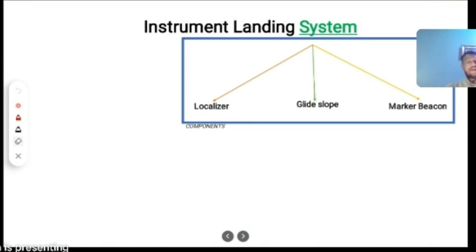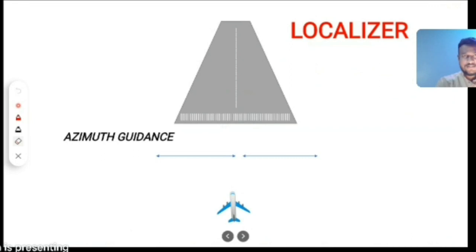Same way, ILS, instrument landing system, it is having three components: localizer, glide slope, as well as marker beacon. Localizer. Localizer function is to give azimuth guidance. So what do you understand by azimuth guidance, guys? It is a horizontal guidance.